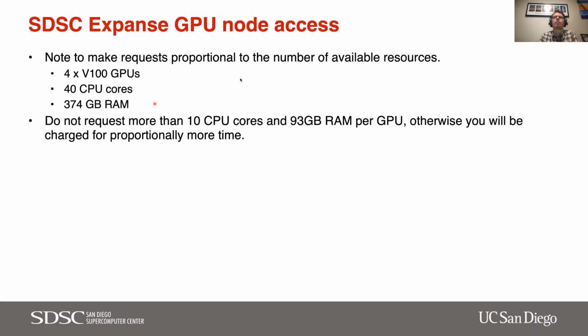So if you make requests yourself, you should do that proportional to the number of available resources. Those are the resources on a GPU node. So if you use only 1 GPU, use 10 CPU cores and not more than a quarter of the available RAM. I think 93, I would just not use more than 90, just being on the safe side.